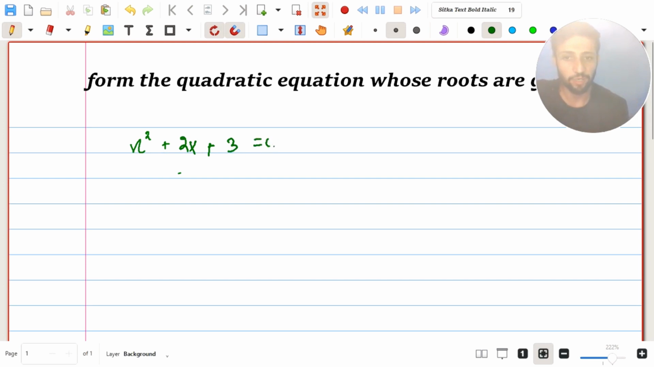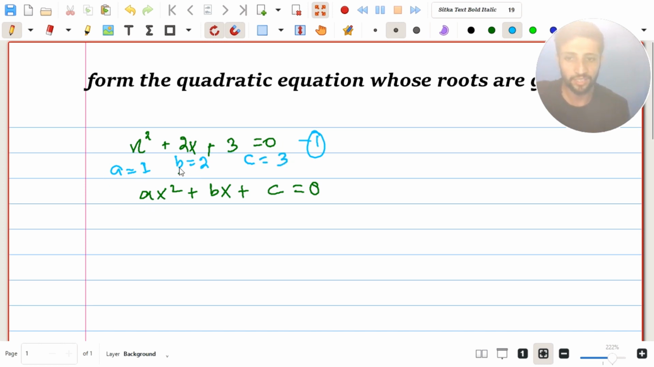is my quadratic equation. If I want to write this quadratic equation in a general form, then this is simply ax square plus bx plus c is equal to 0. This is my quadratic equation in a general form. That means that in this equation, this is my equation 1. In this equation, a is 1, b is 2, and c is 3. So if you plug a is equal to 1, b is equal to 2, and c is equal to 3 in this general form, you will get x square plus 2x plus 3 is equal to 0, and this is a quadratic equation.